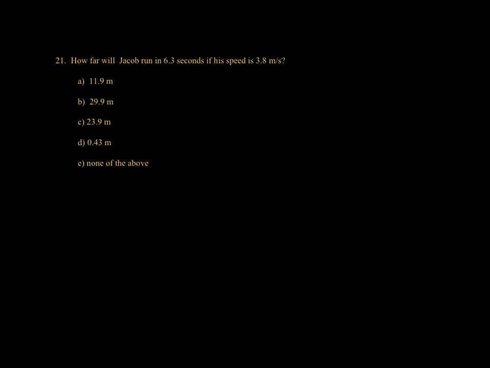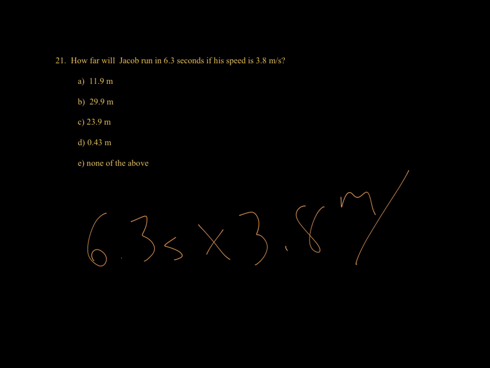Okay, how far will Jacob run in 6.3 seconds if his speed is 3.8 meters per second? Well, if he's running 3.8 meters per second and his time is 6.3 seconds, so he's going that fast for that long, you would multiply 6.3 seconds times 3.8 meters per second, and you would get an answer of 23.9 meters, basically 24 meters, which, if you look at it, kind of makes sense. It's a little over 6 seconds at about 4 meters per second, so that's about 24 meters.